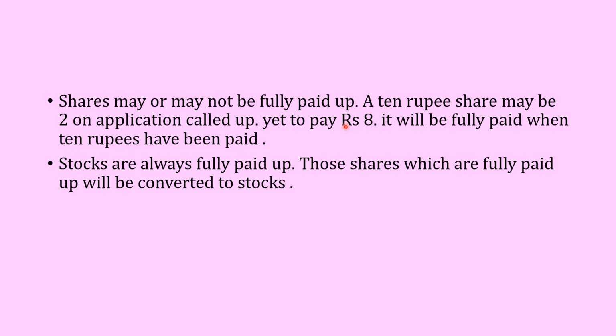A 10 rupee share, as you all know, may be 2 rupees on application and the rest on the first call, second call, final call, and this goes on. So if 2 rupees has been called up on one share, 8 has yet to be paid, so that will not be called fully paid up, it will be partly paid up. It will turn into a fully paid up share when a total of 10 rupees has been paid. So the shares may be partly paid up, they may be fully paid up, but stocks are always fully paid up. The shares which are fully paid up, only those shares are later converted to stocks.